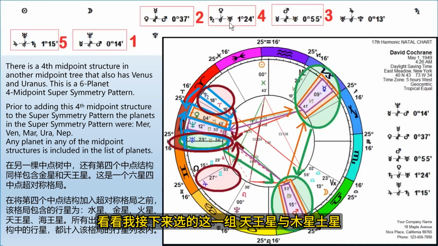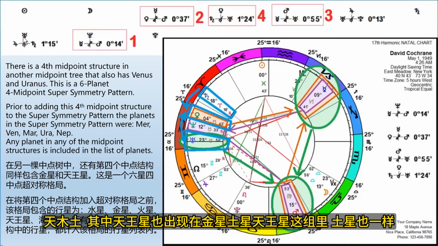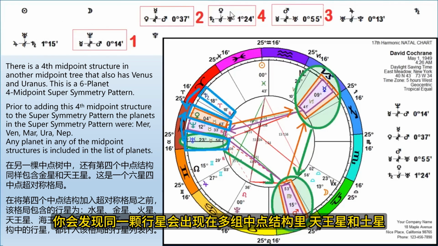Let's see which one I pick next. I picked the Uranus at Jupiter Saturn. So Uranus at Jupiter Saturn has Uranus, which is in the Venus at Saturn Uranus, and it has Saturn, which is also at the Venus Saturn Uranus. So this has two in common here. And here's Uranus again. You may see a planet show up in more than one at this point.